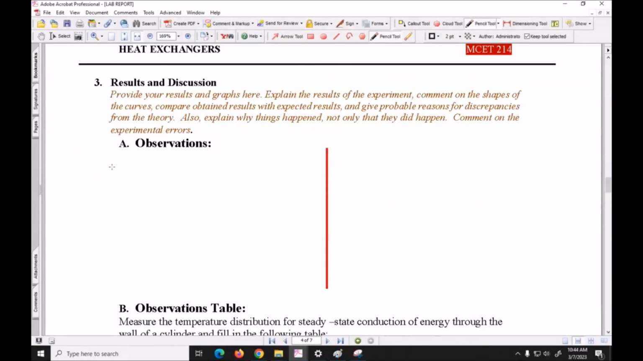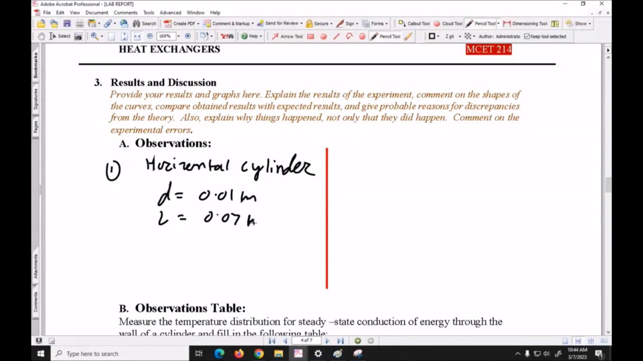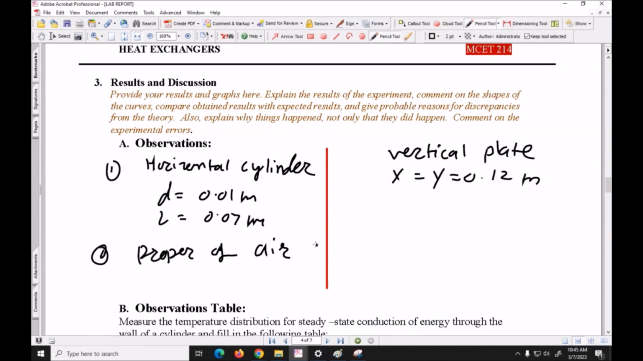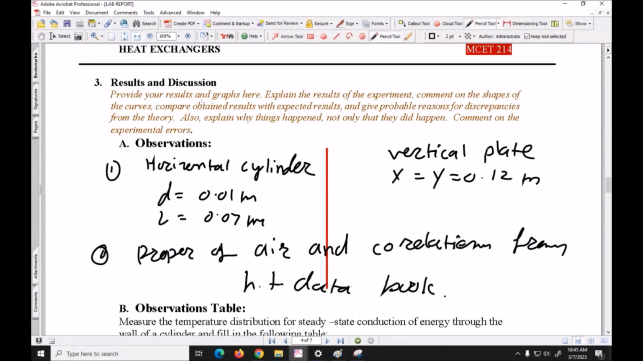For ARMFIELD we can write for horizontal cylinder: diameter is equal to 0.01 meter, length is equal to 0.07 meter. And for vertical plate you can write x is equal to y is equal to 0.12 meter. So this is the observation given to you. And number 2, properties of air and correlations or empirical relations from the heat transfer data book. So these are given to you for observation.